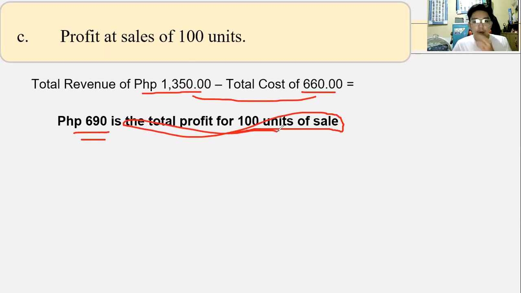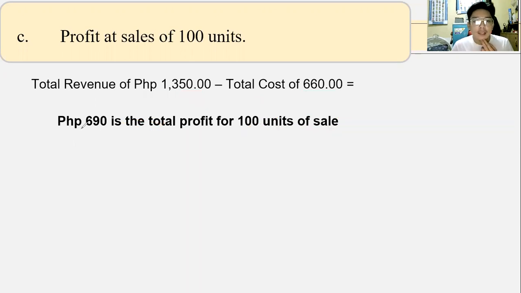Okay? So, sorry for that. 690 is the profit. So that's it for the break-even point problem, I guess. I hope that you have learned how to compute that, and I hope that I have given clear instructions.